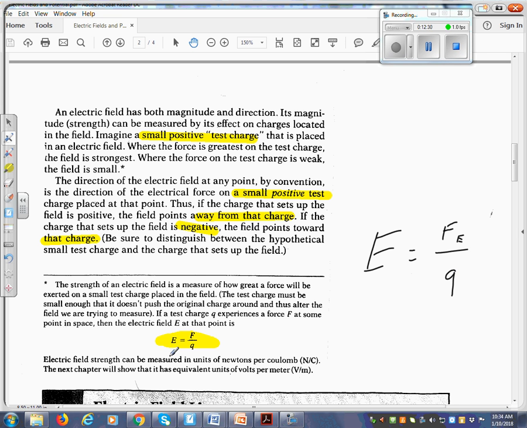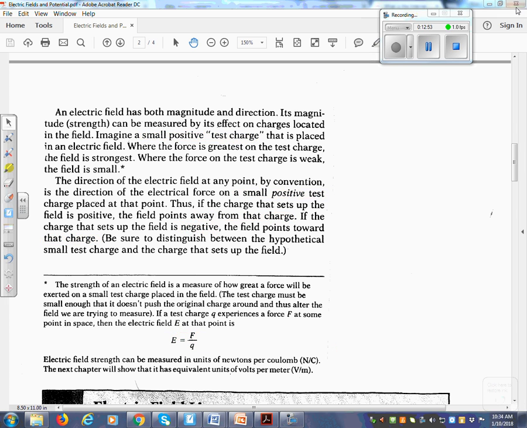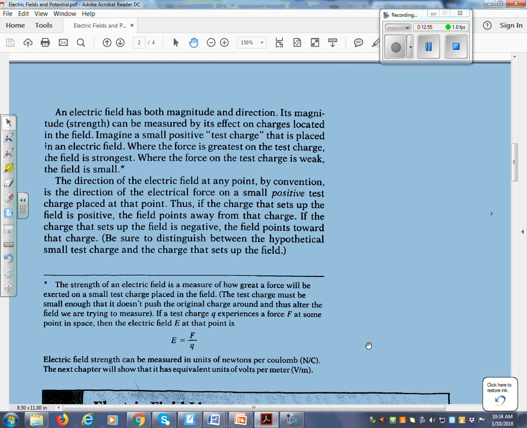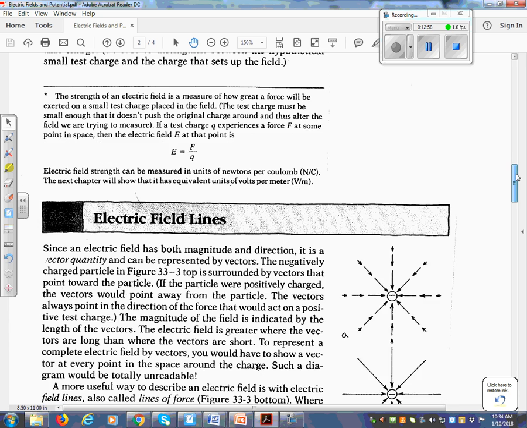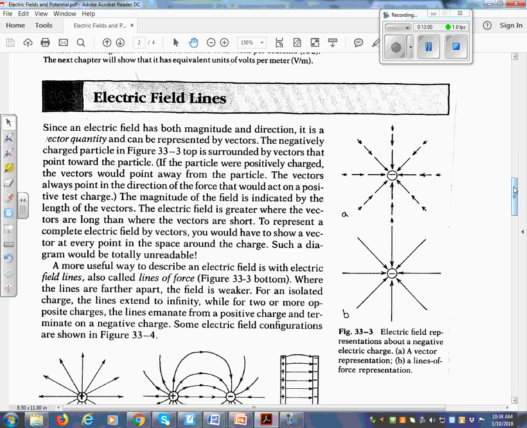Electric field strength can be measured in units of newtons per coulomb. That's what we use for the units of field strength. Newtons per coulomb. Why? Because the electric force is measured in newtons and charge is measured in coulombs. The word is coulombs. Charles Coulomb, French, I believe. It's also equivalent to volts per meter, which we will never get to. Okay, so let's talk more about these electric field lines.